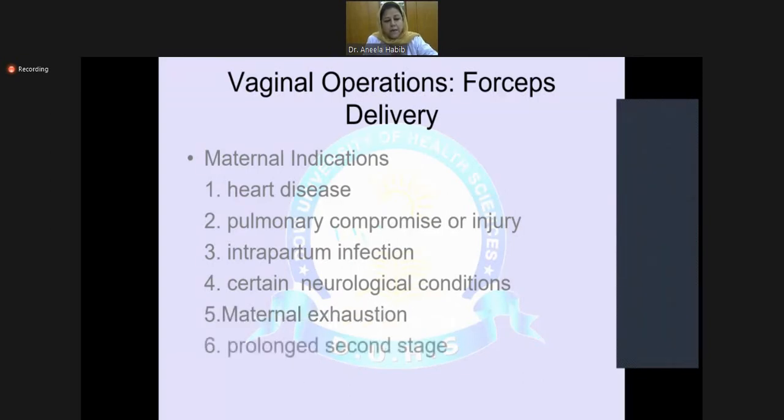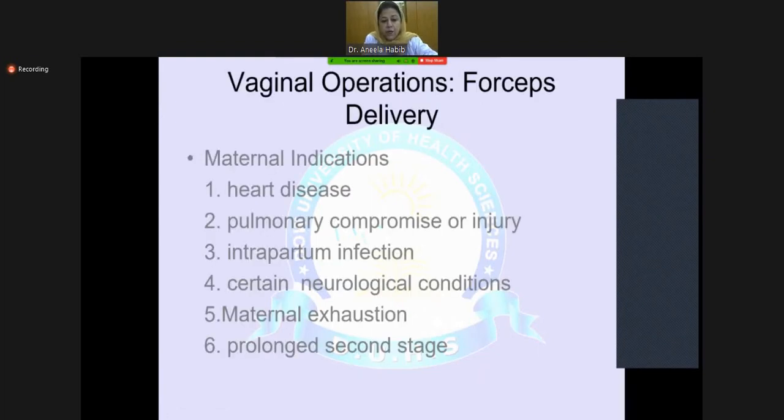The mother is so tired she cannot push the baby down, and sometimes there is a prolonged second stage of labor. Actually, this happens with the application of epidural anesthesia. When you give an epidural, maternal exhaustion is there. The mother is not able to push the baby down, and sometimes you may need the help of instruments to deliver that baby, because the feeling of pushing down is lost by giving epidural anesthesia. So instrumental or operative vaginal delivery is more common in a patient with an epidural.